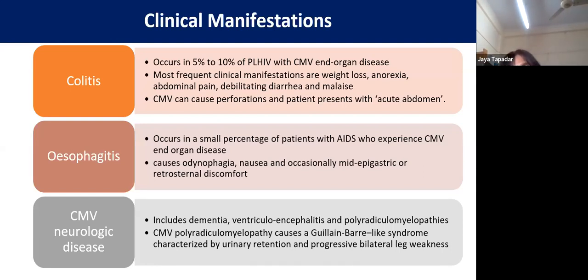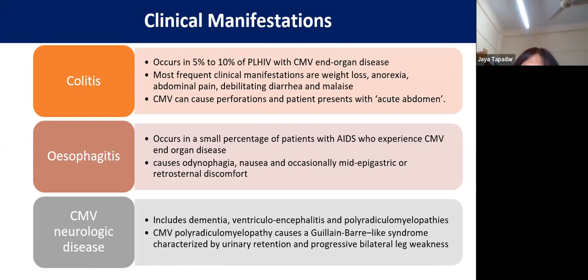The patient can also present with esophagitis, where the main complaint will be odynophagia. When we think about odynophagia, the first thing that comes to our mind is candidiasis, but many times it may be due to CMV. So again, you have to put an endoscope and do a biopsy, and then you can diagnose CMV like that.